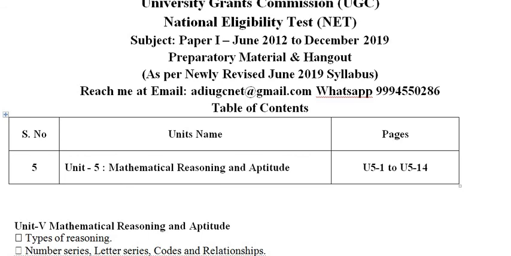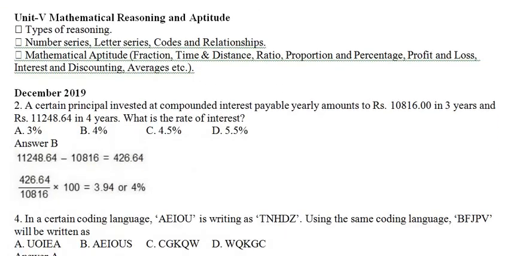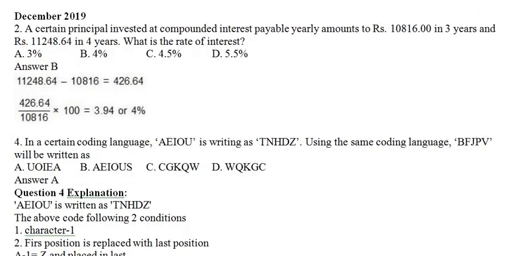I'll be discussing some important problem oriented questions from previous semester UGC NET paper 1. Question was: a certain principal invested at compound interest payable yearly amounts to rupees 10,816 in 3 years and rupees 11,248.64 in 4 years. Then what is the interest rate they are asking?